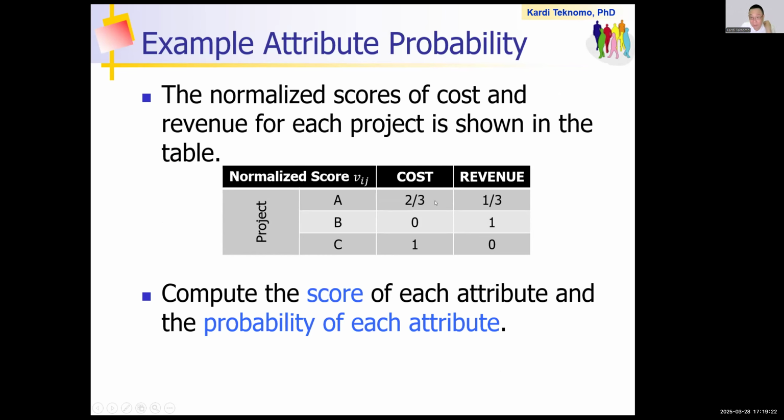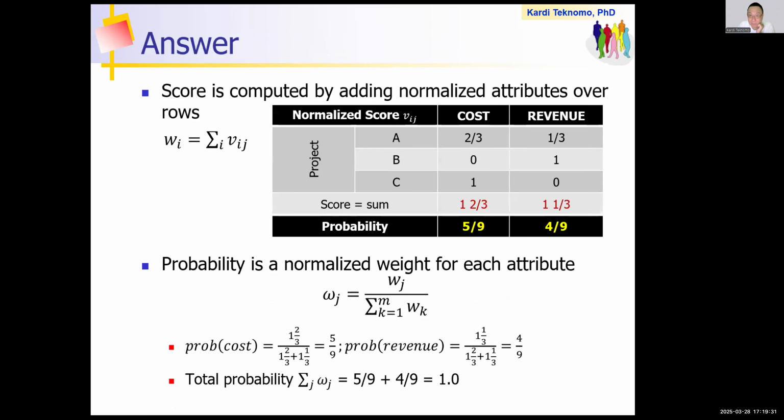So, what happened? We want to compute the score of each attribute and the probability of each attribute. The score is computed by adding the normalized attribute over the row. So this one is 2/3, 0, and 1. So you get this value, 1 and 2/3. And then 1/3 and 1, so you get this value. 1 and 1/3, right?